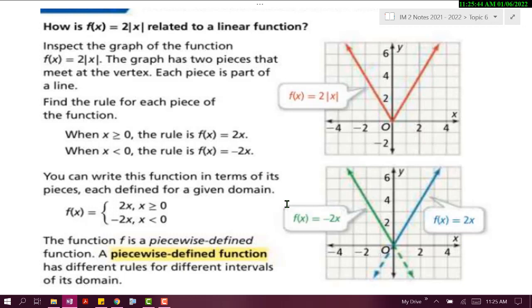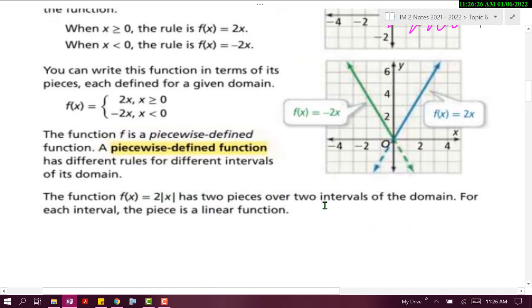So when x is greater than or equal to 0, meaning over here, the rule is f of x equals 2x, because it's just going up 2 over 1, up 2 over 1. Now, on the other side, when x is less than 0, the rule will be f of x equals -2x, because all these x values are negative. So if I plug in -2, it comes out as a +4, and that's what it has to be because it's up top here. So the slope's going down -2 to 0.